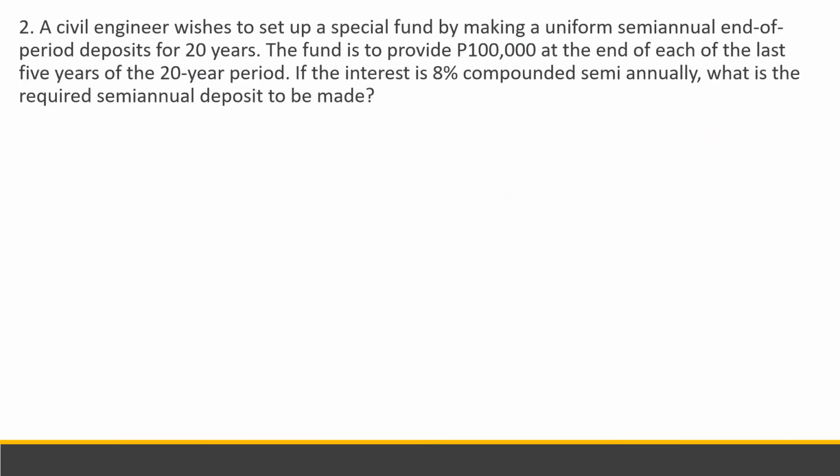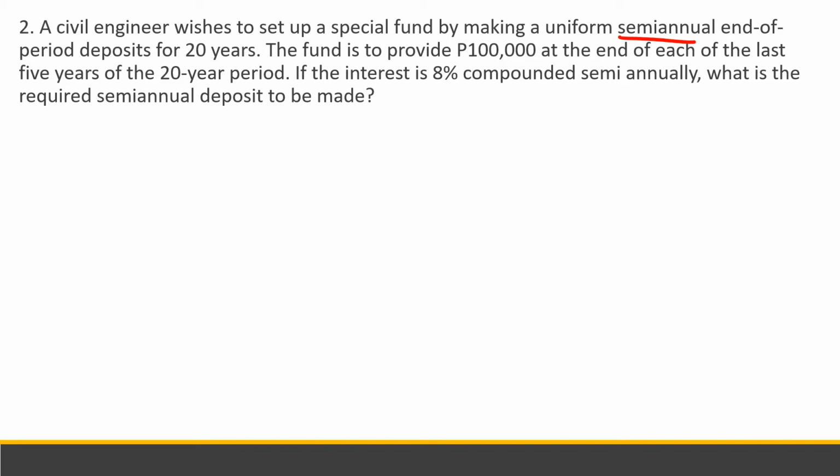Okay, so second problem. A civil engineer wishes to set up a special fund by making uniform semi-annual end-of-period deposits for 20 years. So for 20 years, magde-deposit siya ng uniform amount twice a year. So that is semi-annual. So for 20 years. So the fund is to provide.